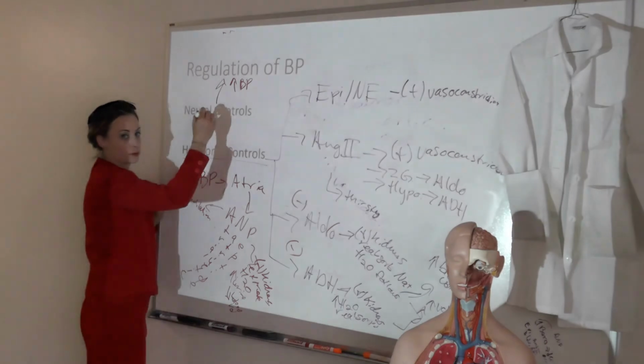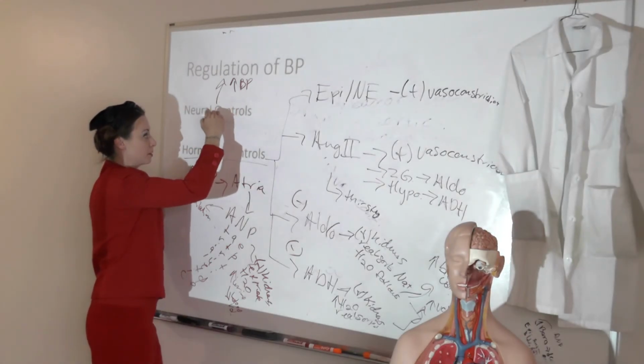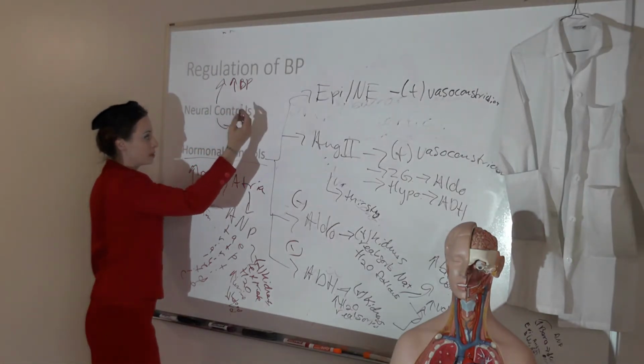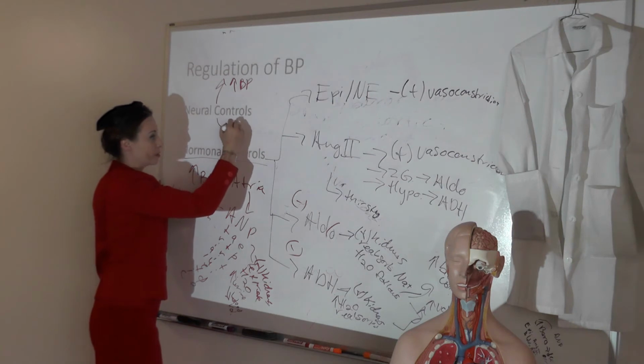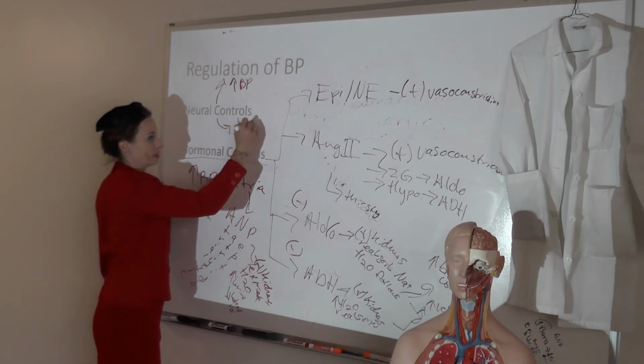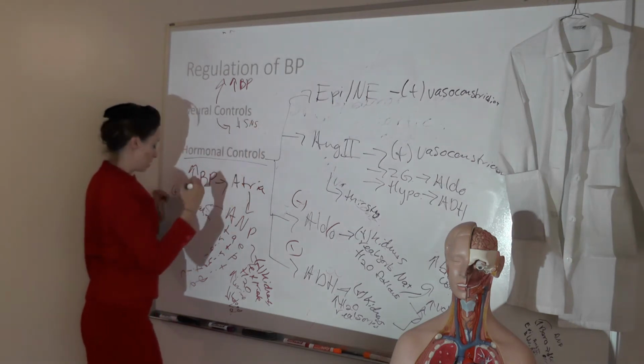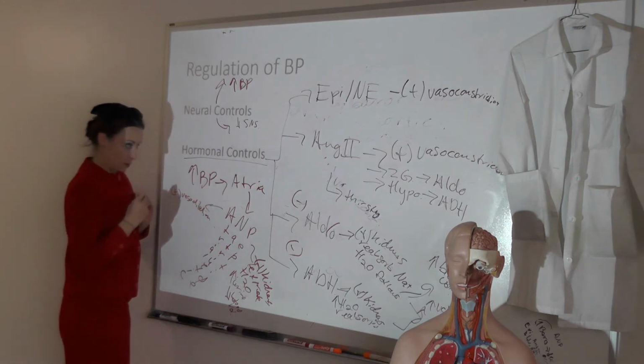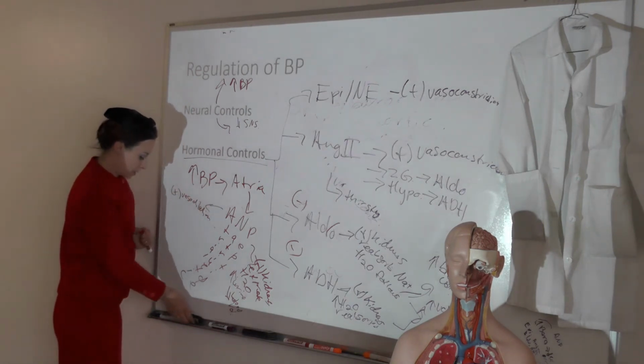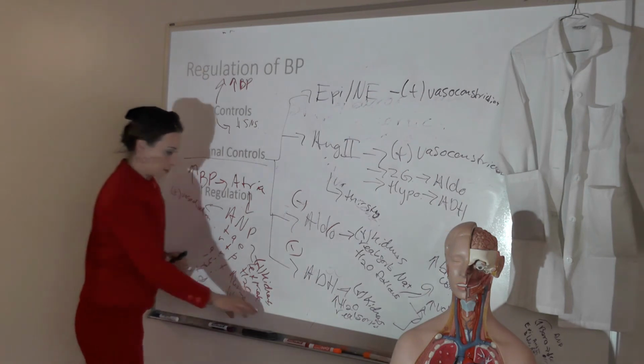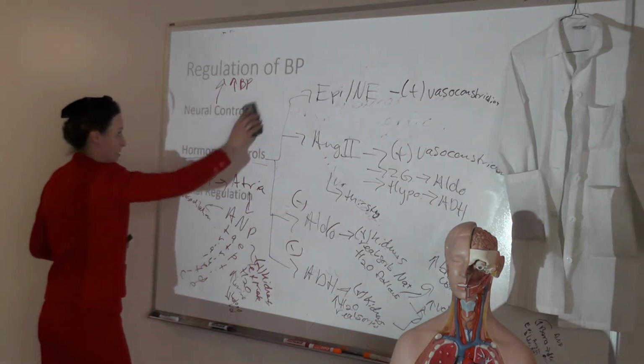If we have an increase in blood pressure, the neural controls, again, are going to stimulate vasodilation, and they're going to do that by decreasing our sympathetic nervous system output. Okay. That's the regulation of blood pressure from that mechanism.